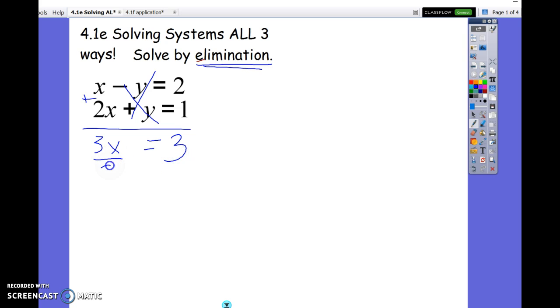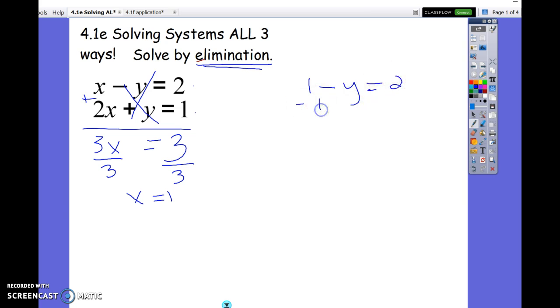So now I want to finish solving for x. 3x equals 3, divide by 3 on both sides. We get x equals 1. And then to find y, remember, we're just going to pick either of these equations, and we are going to plug our x value in. So I'm going to pick the top equation, so we get 1 minus y equals 2.